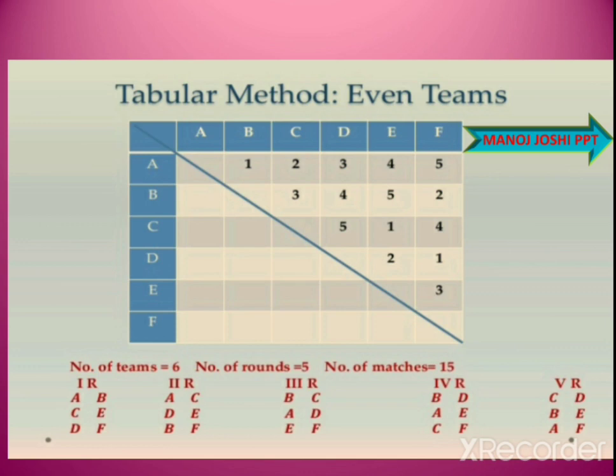How many boxes we make? If the number of teams is 5, so this is for n. Number of teams is 6, mentioned by A, B, C, D, E, F. Clear? So number of teams is 6. So in case of even number of teams, we make n plus 1 boxes. Square box will be there.